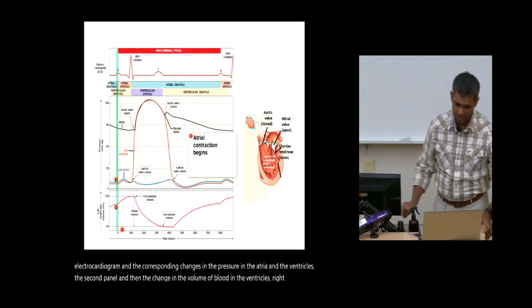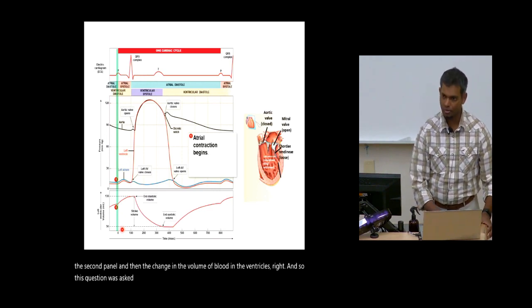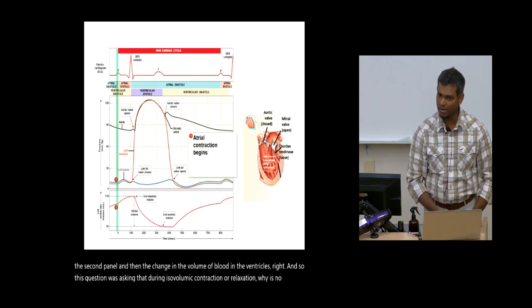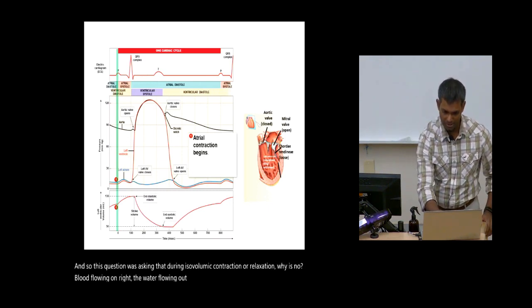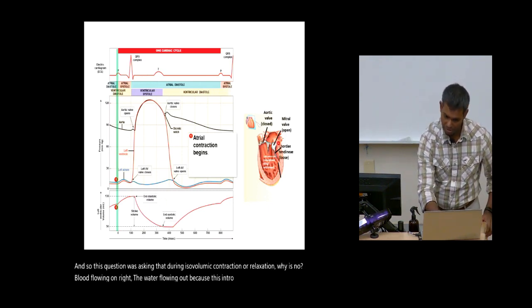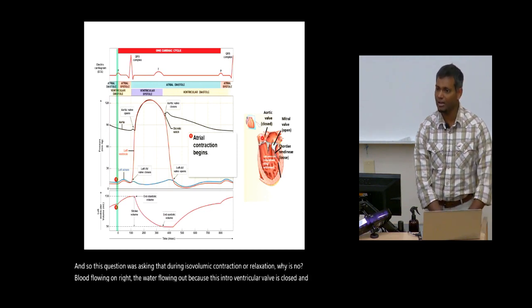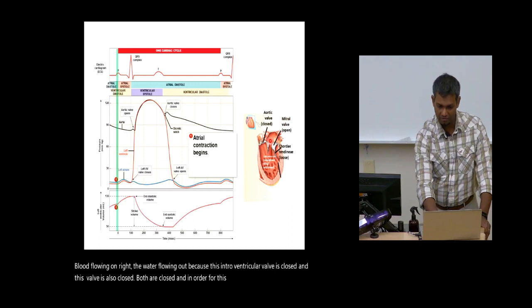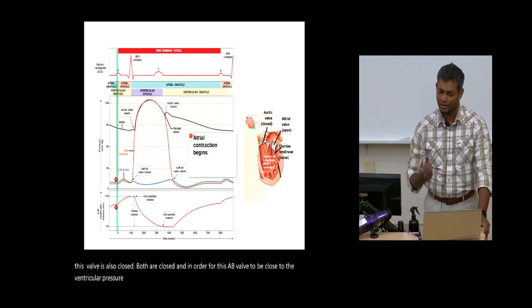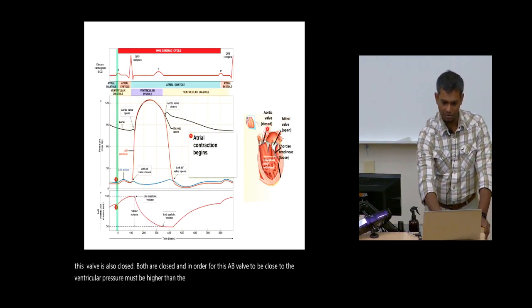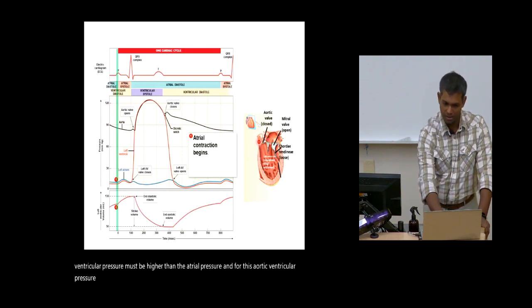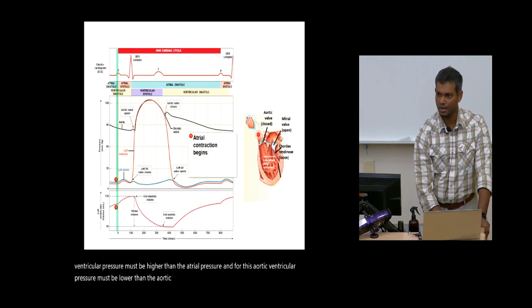And so this question was asking that during isovolumic contraction or relaxation, why is no blood flowing out? The blood is not flowing out because this atrioventricular valve is closed and this aortic valve is also closed. Both are closed, and in order for this AV valve to be closed, the ventricular pressure must be higher than the atrial pressure, and for this aortic valve to be closed, the ventricular pressure must be lower than the aortic pressure, right? So is that clear, folks?